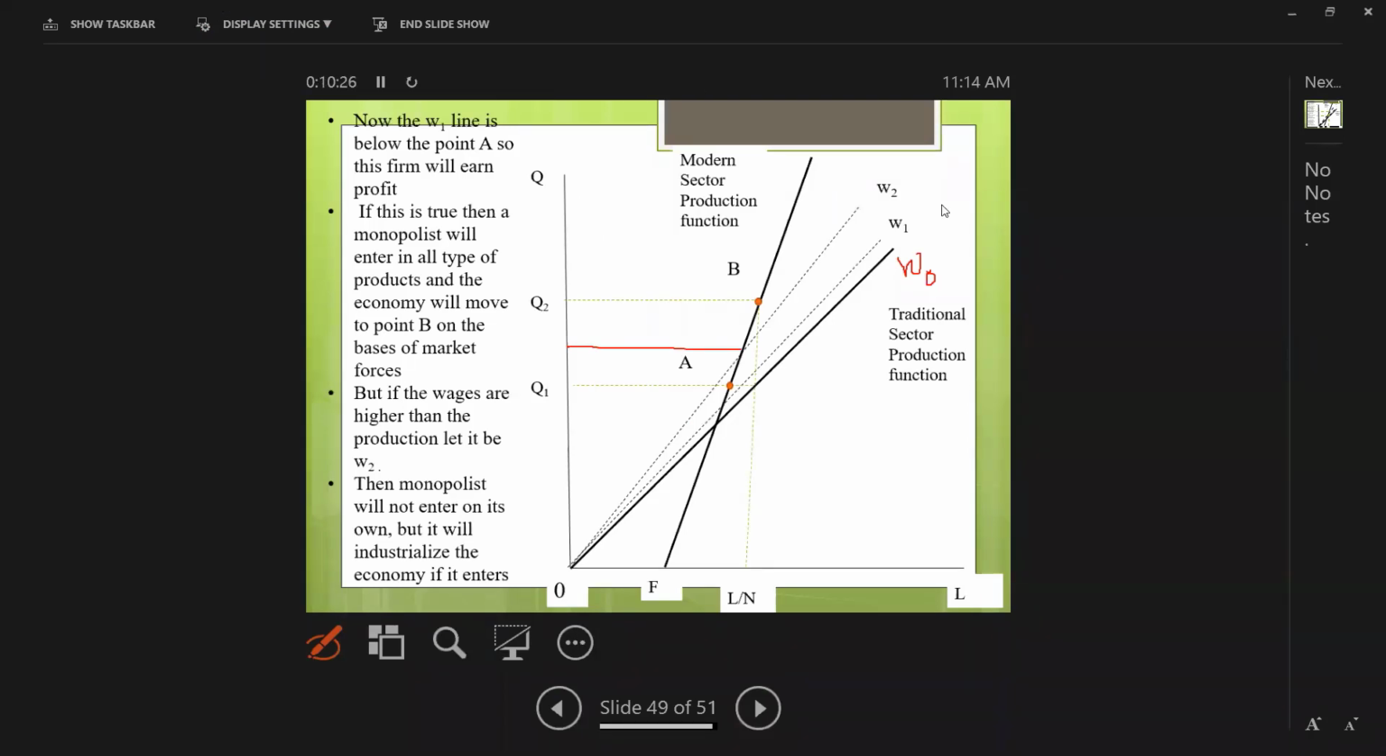So it means that if the wages are W2, there's a dilemma in the short run, that they might face a loss, but in the long run they might end up with profit, because the region between Q2 and this red line is bigger. It looks bigger.